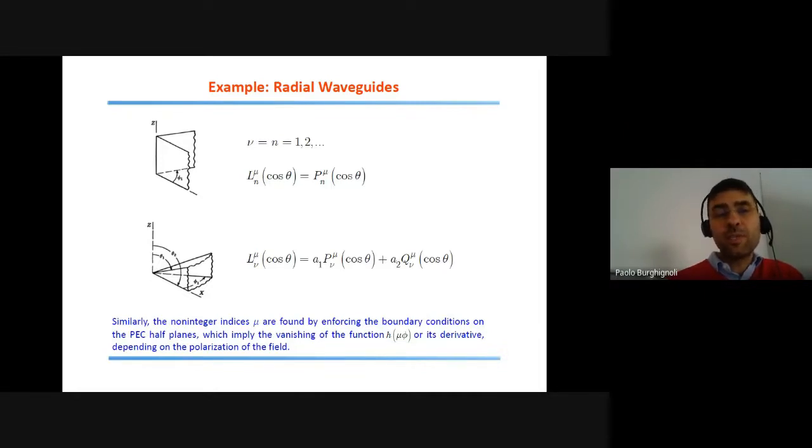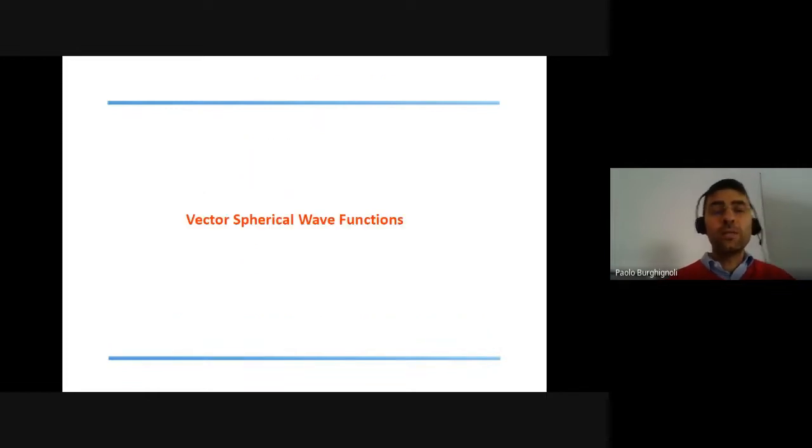You could see them as radial waveguides, so waveguides in which the waves propagate radially and that are defined by boundaries with respect to theta and phi. Okay, so far we have discussed the simple scalar spherical wave functions.